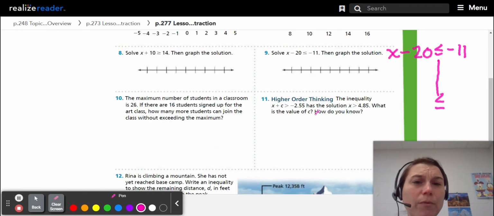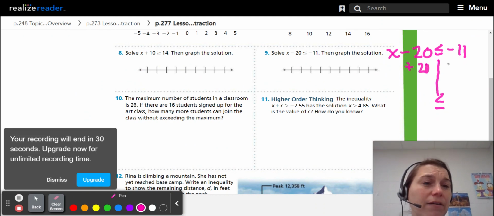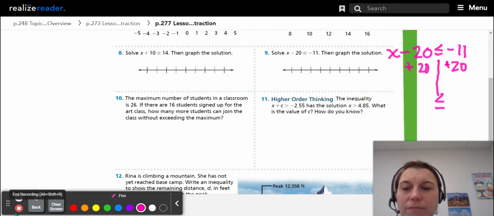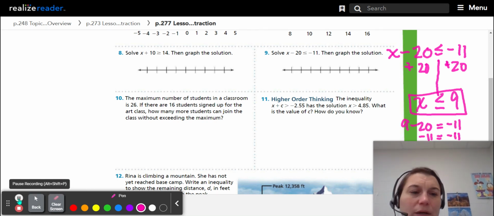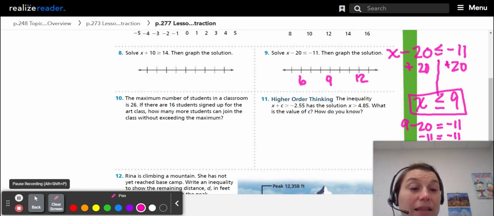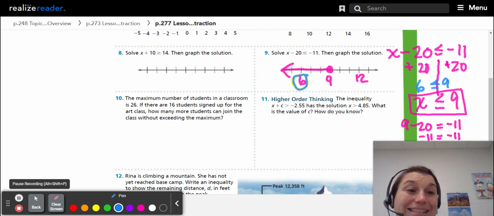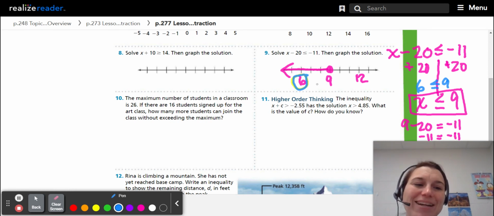And I'm just going to quickly show you number 9. So number 9, this time, the number on the right is a negative. So here when I solved, I added 20 to both sides. I got 9. Then I have to put the numbers myself on the number line. So I put 9 in the middle. This time my shading, I colored in because it's less than or equal to, and I drew an arrow to the left because it's less than. And I checked my solution, and I used 6 over here because it's part of the shade. 6 is less than 9. So yay, I have it right.